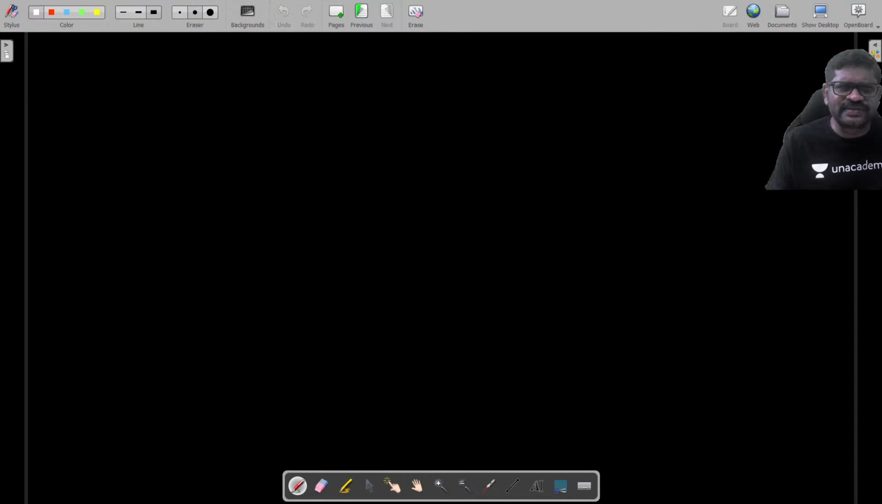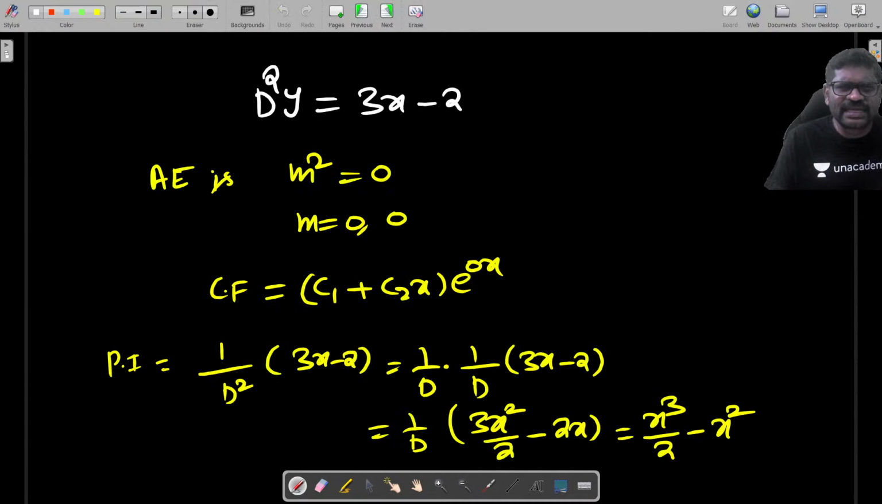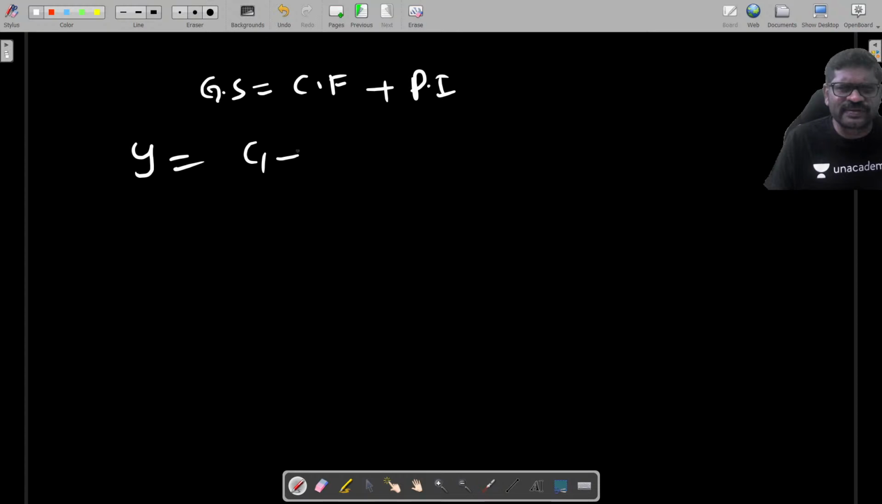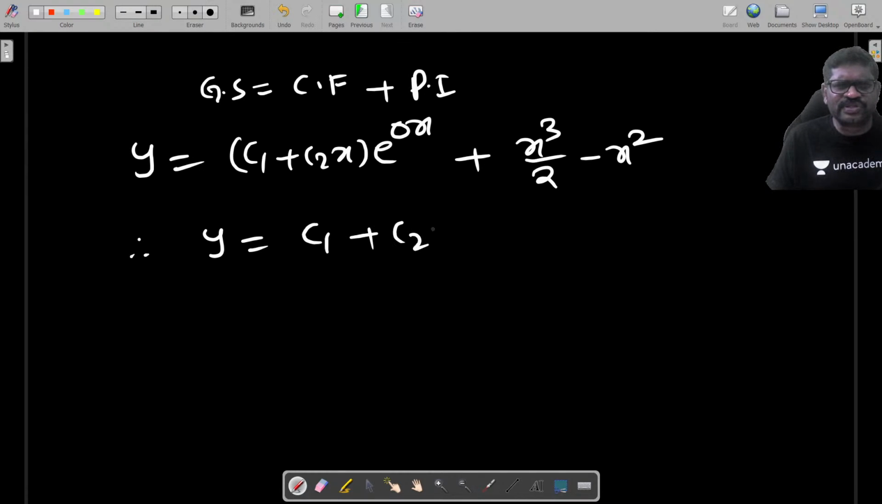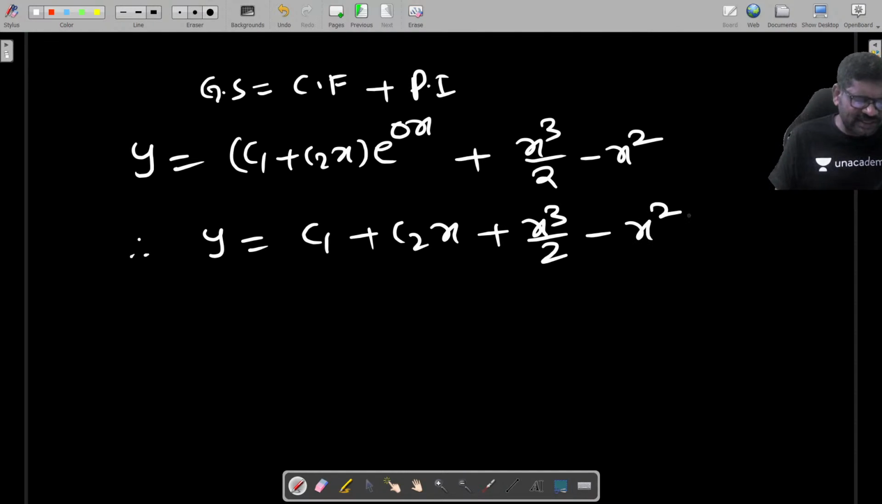General solution is complementary function plus particular integral. Y is equal to (c1 plus c2 x) e power 0x plus x cube by 2 minus x square. Therefore y is equal to c1 plus c2 x plus x cube by 2 minus x square. Call it equation 1.